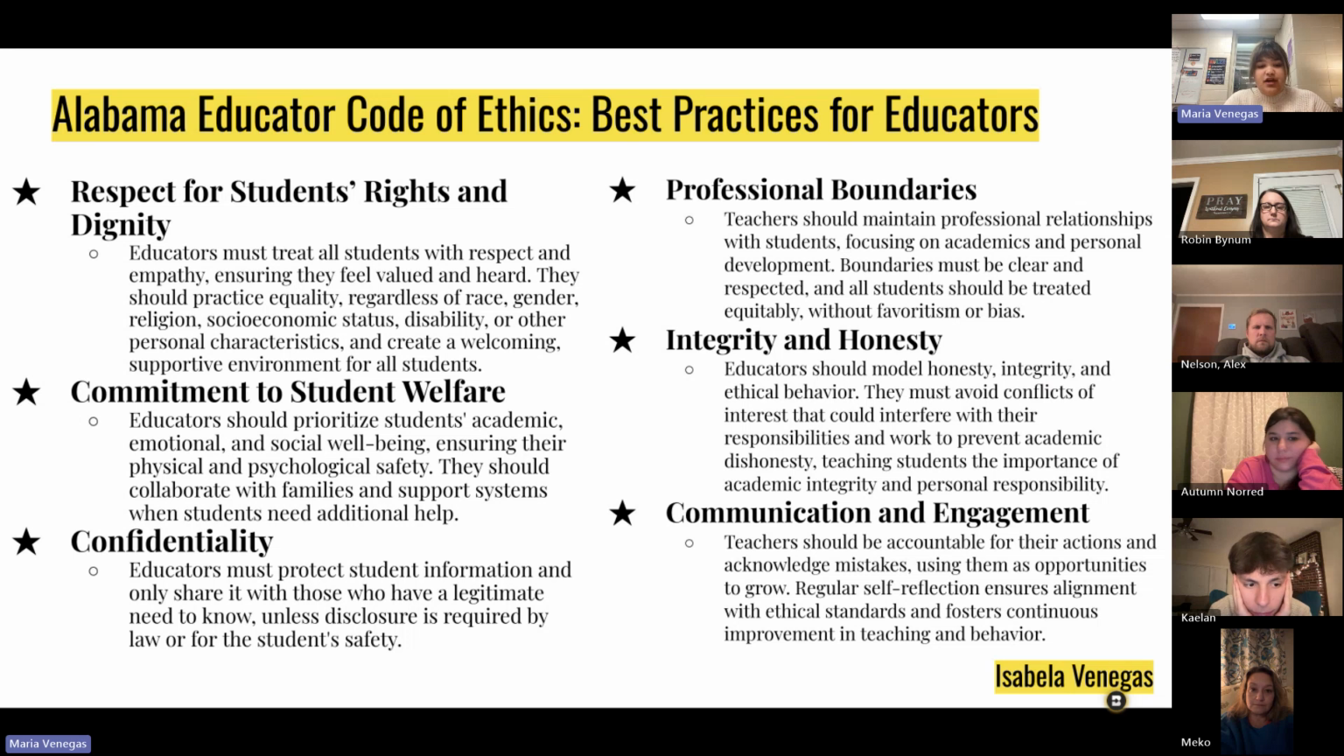Best practices for educators. The best practices aligned with the Alabama Educator Code of Ethics involve respecting student dignity, protecting confidentiality, and maintaining professionalism. Adhering to these practices while setting professional boundaries and maintaining integrity, honesty, self-reflection, and open communication ensures a safe and equitable environment for learning.